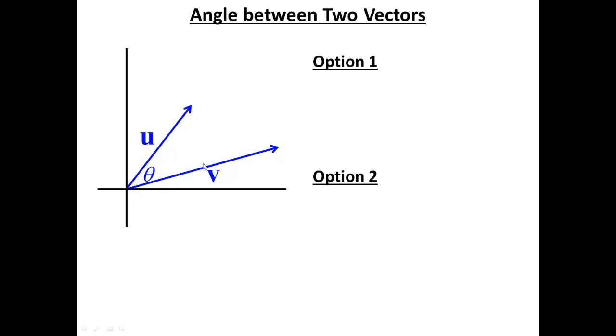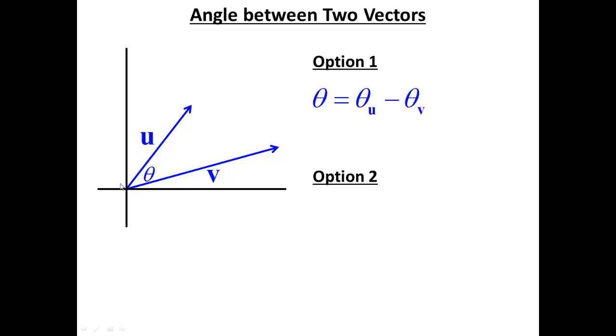Now, there are really 2 options to do this. Obviously, the first way I addressed earlier was just to subtract the 2 angles, the angle for U and the angle for V, and I would get the angle between. But I personally don't like that method because A, I have to do 2 separate problems.